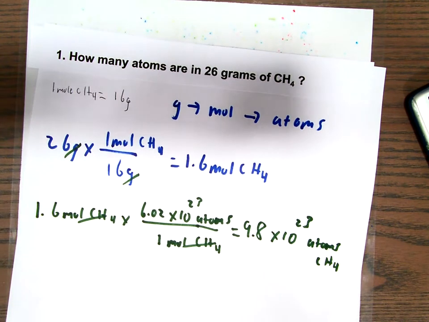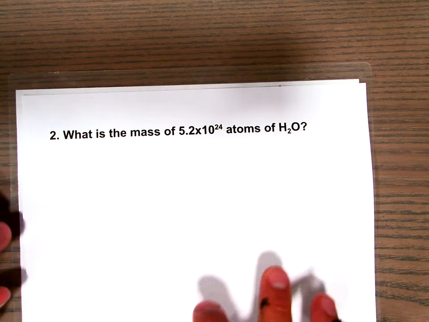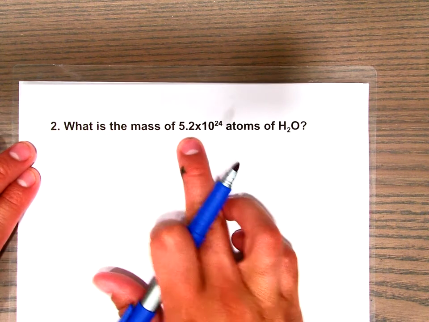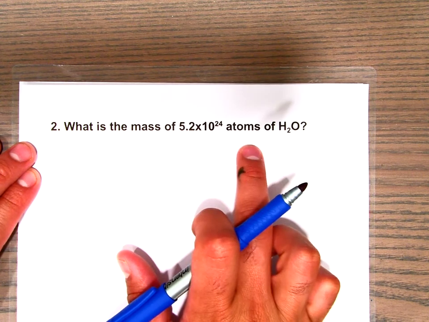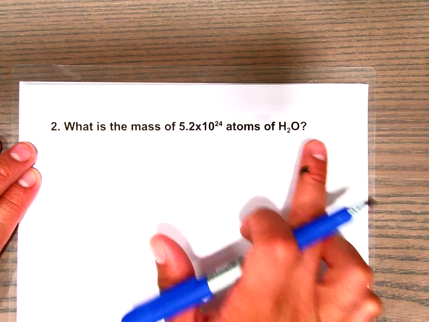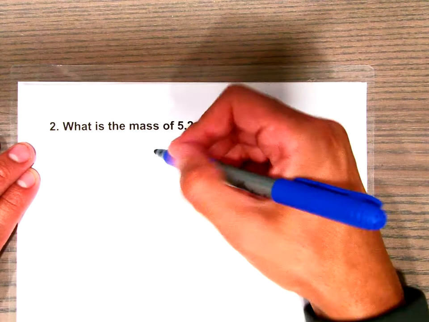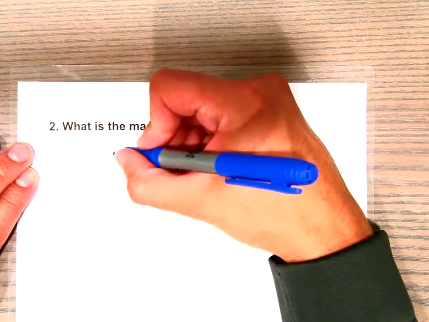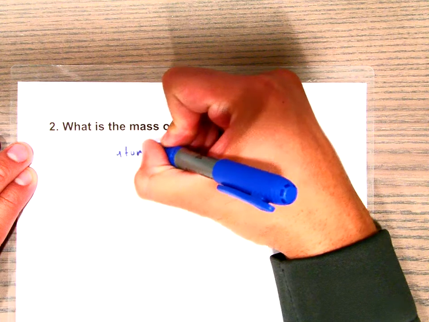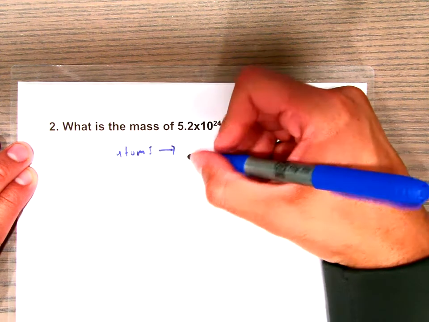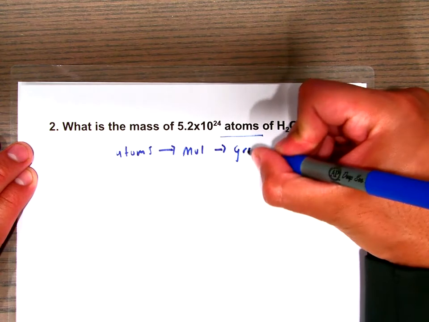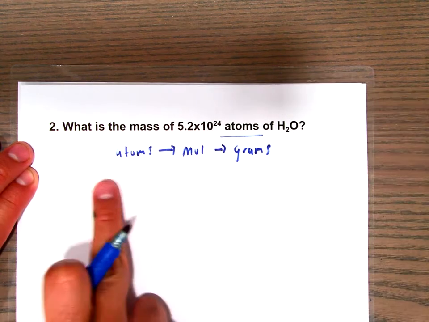all right, so let's go ahead and now we're going to do the opposite, right? Okay, here we have a slightly different but similar problem. In this problem, it's asking, what is the mass of 5.2 times 10 to the 24 atoms of H2O? Okay, in other words, I'm starting with what I'm given, which is atoms, and I'm trying to find mass. So I have atoms, and I want to convert that first into moles, and then finally into grams, which is mass. Okay, so I have to go through this process.